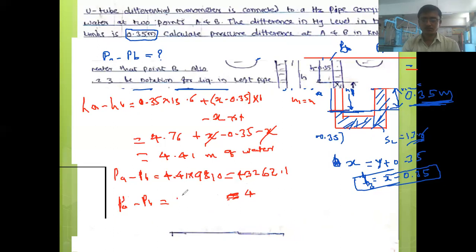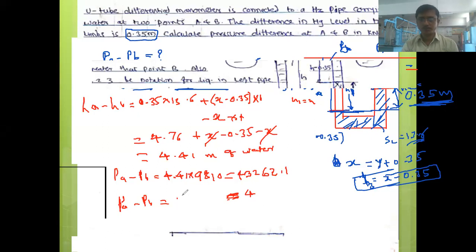Sir, in the previous solution, in the first one, 0.35 into 9810 was left over. Speak loudly. Your voice is not reaching me. Okay. Let me solve it by 0.35. Same answer it is, sir. I think in the previous problem there might be some mistake. Yes, sir, 9810 into 0.35 was left over.